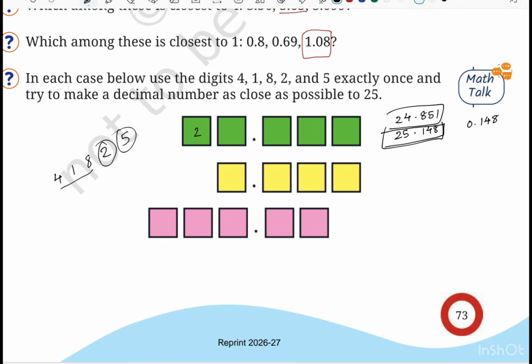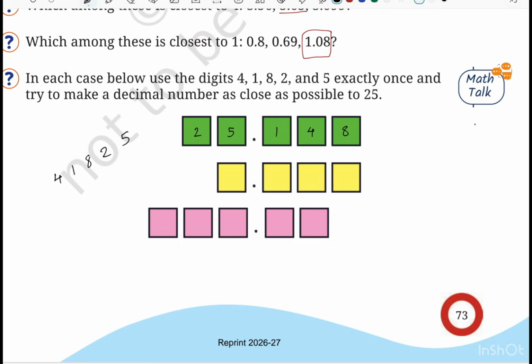And next we have to find the difference between 25 and 24.851. So for that we can write 25 as 25.000 and subtracting 24.851 we got 0.149. So 25.148 is very close to 25.